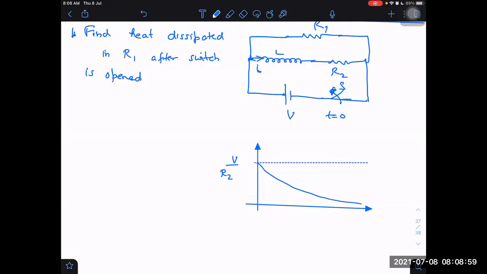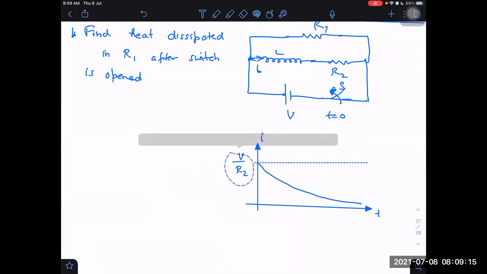Finally, it will tend to become 0. This is the current I versus T graph, where I is the current through the inductor, not through the battery. We don't care about the battery here. But I think I can do it in a much easier way.